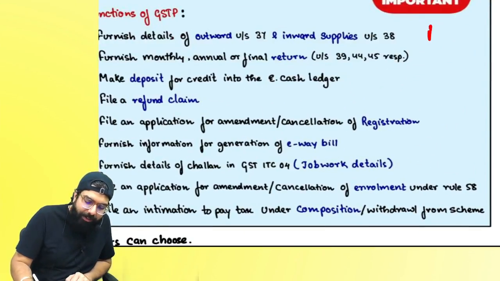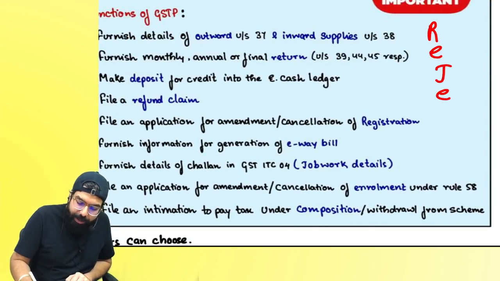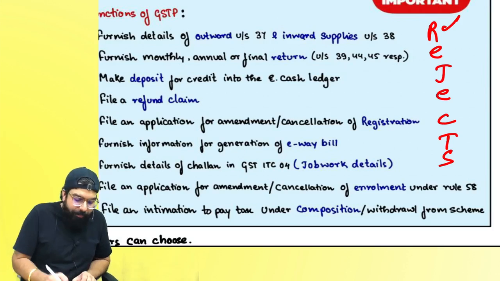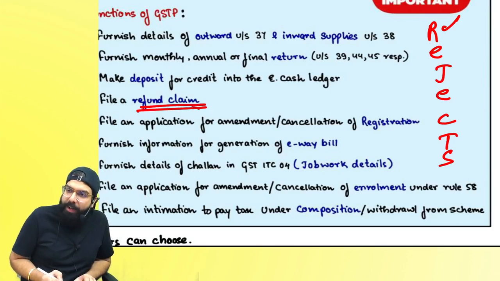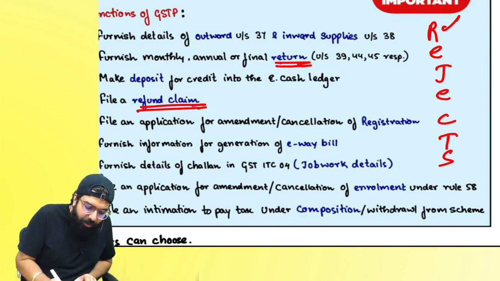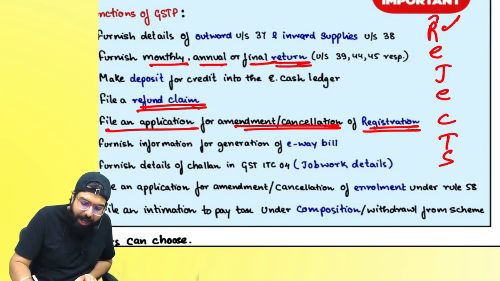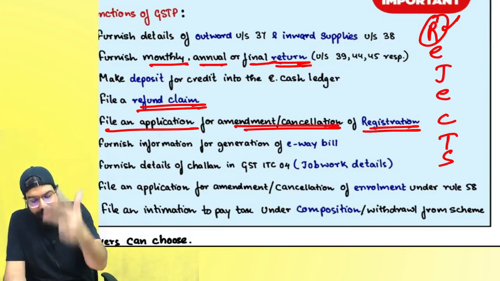Always remember, a GST practitioner rejects. Okay, everyone, you have to remember rejects. What is R, everyone? He can file a refund claim. He can file returns which are there, monthly, annual or final return. He can file an application for cancellation or amendment of registration. R for refund, return and registration.